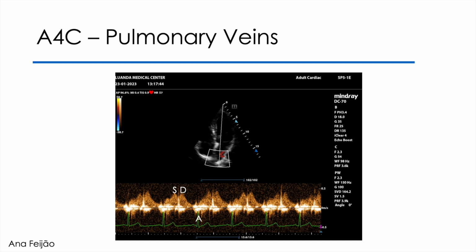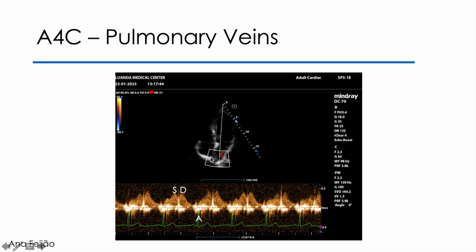Pulmonary vein flow is a flow that requires some expertise from the echographer, making it a second-line quantification parameter, at least for me. But it's a flow that helps in quantifying diastolic function. Normally, in this view, we can see 3 pulmonary veins. The depth must be adjusted so that we can see the vein opening in the left atrium. Normally, we see the right pulmonary vein, here the upper one.